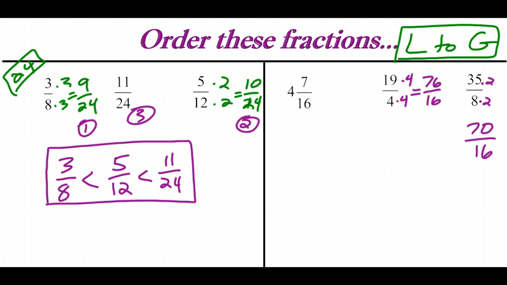And 4 and 7/16, we need to have a way of converting that to an improper fraction. So this 4 represents 4 sets of 16/16. So that's 64/16 plus the 7 that we have already gives you 71/16.